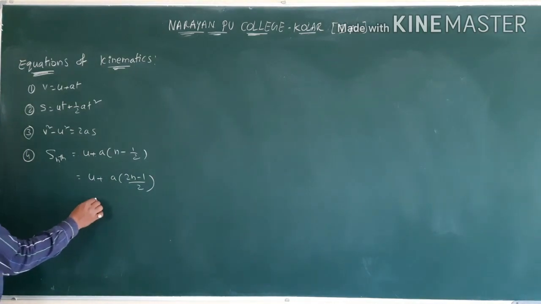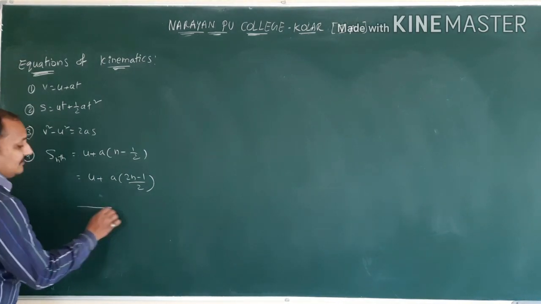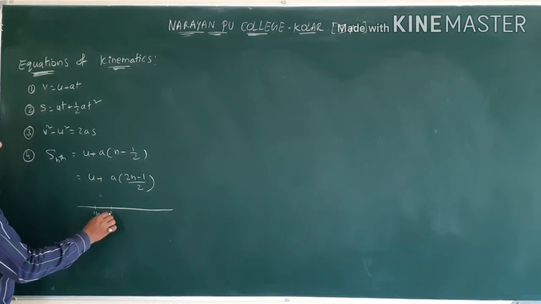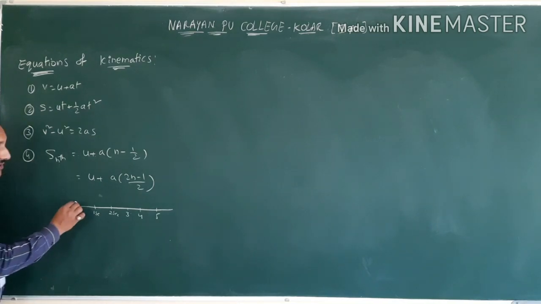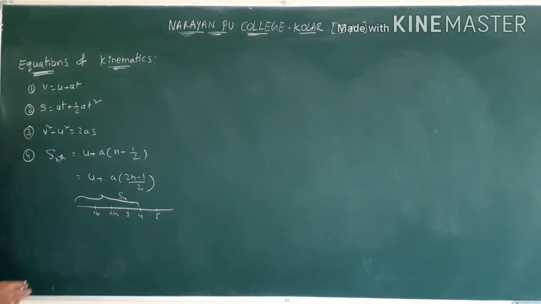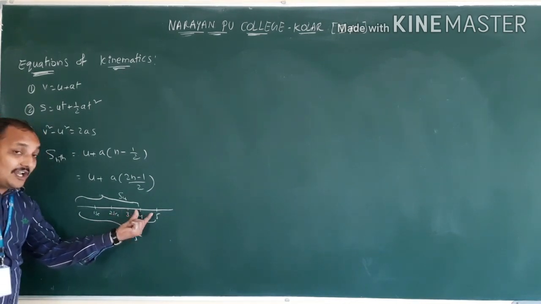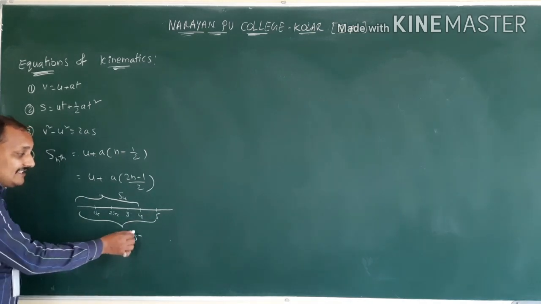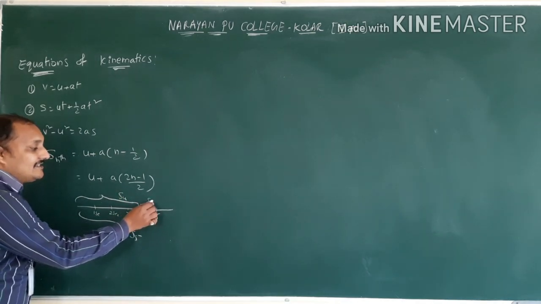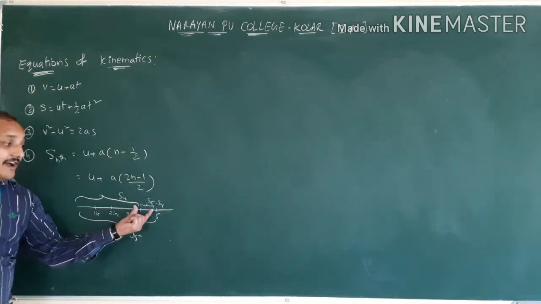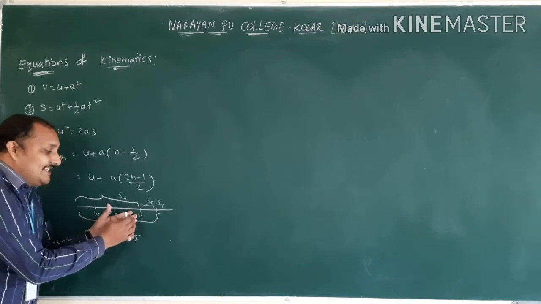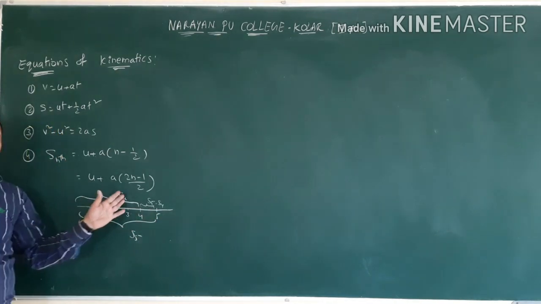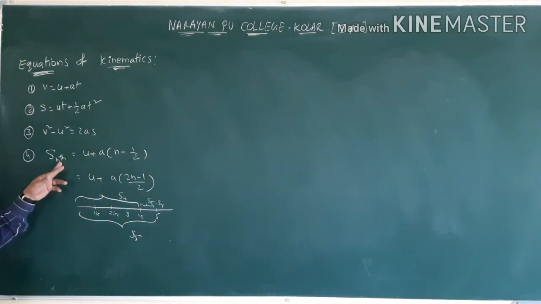Let us assume an object is going like this. In 1 second, 2 seconds, 3, 4, 5 seconds, it covers some amount of distance in 4 seconds and some amount of distance in 5 seconds. Now what is the distance covered in the last second? The last second is nothing but S5 minus S4. This is the distance covered between the 4th and 5th second, and you can use this formula to find it.